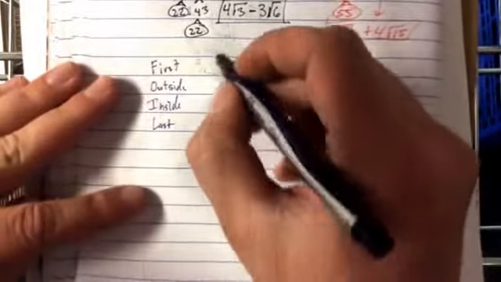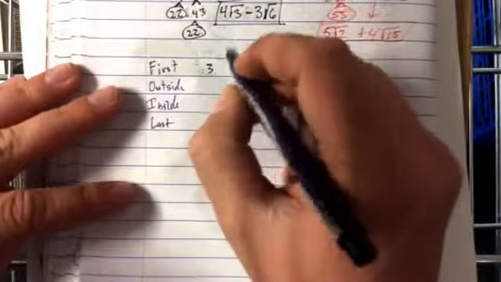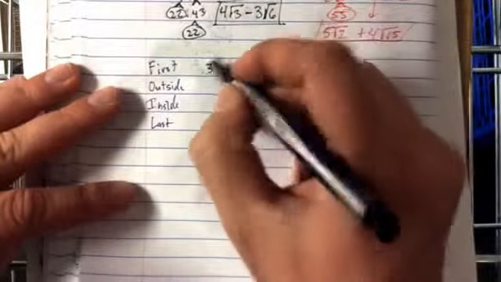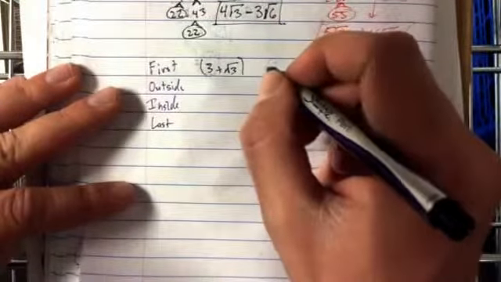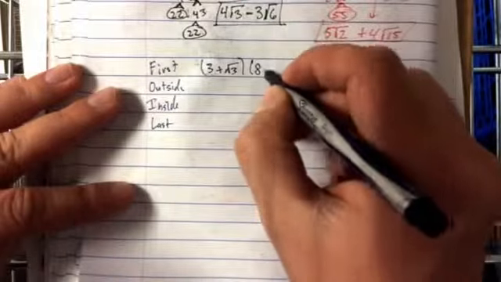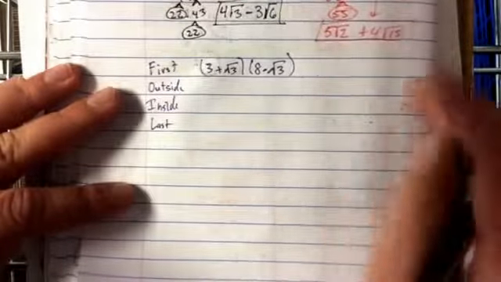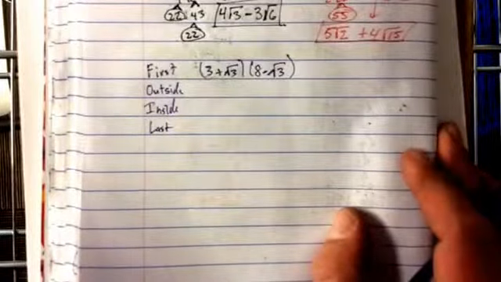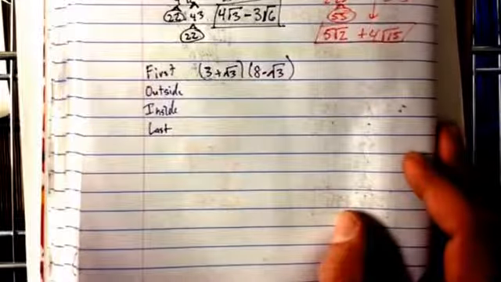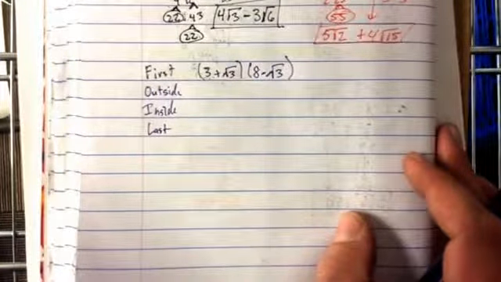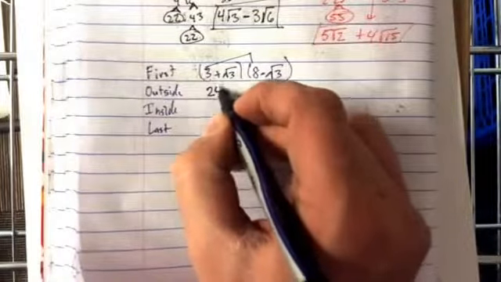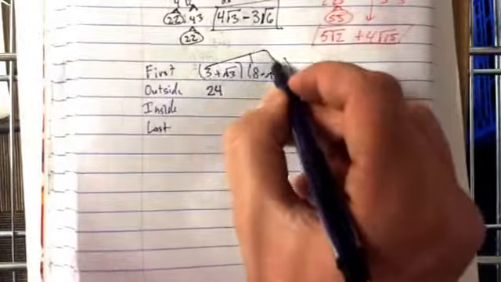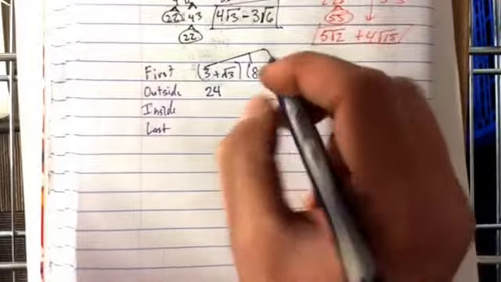So let's say we had 3 plus the square root of 3 multiplied by 8 minus the square root of 3. So now we have an expression times an expression that contains radicals. So first times first is 3 times 8. That gives us 24. 3 times the negative square root of 3 is?